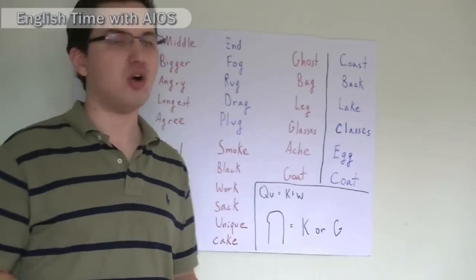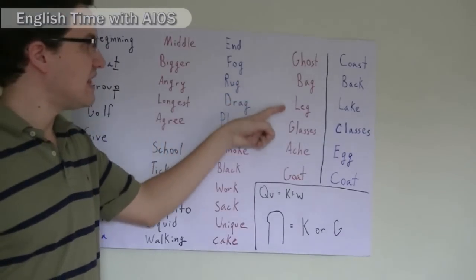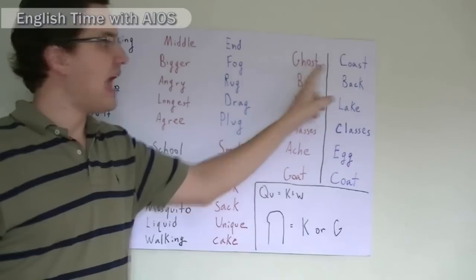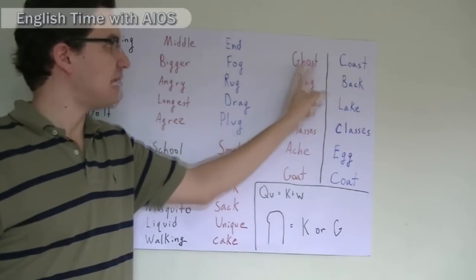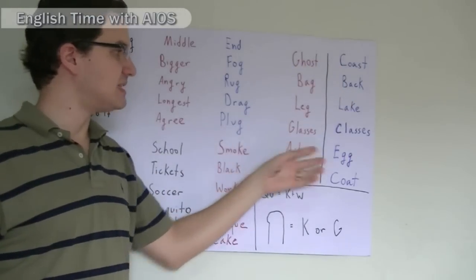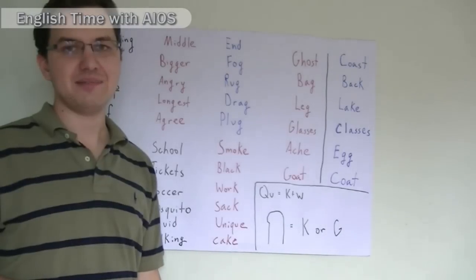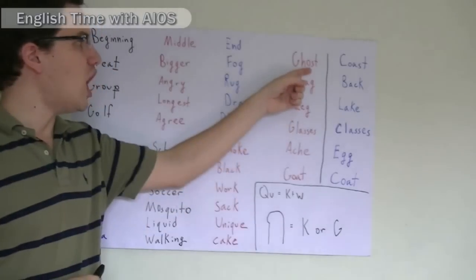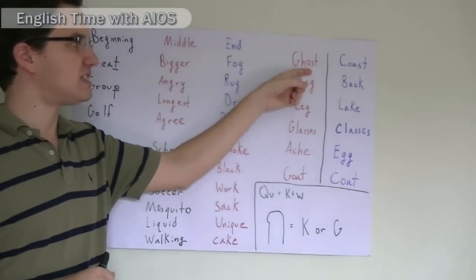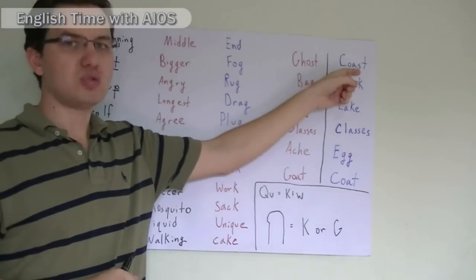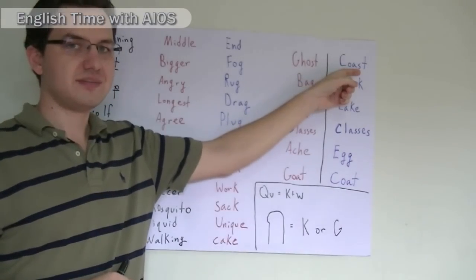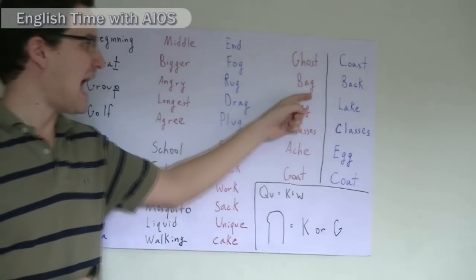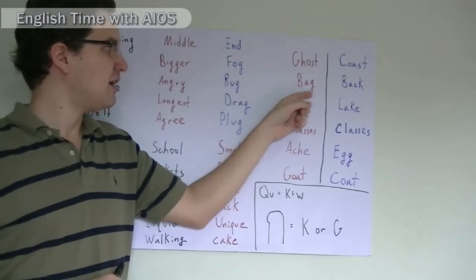will be very difficult. We have words that are just the same, except one is a G and one is a K. Sometimes at the beginning, sometimes in the middle or at the end. So let's practice our G and K sounds. Ghost, ghost. Coast, coast. Ghost, coast.